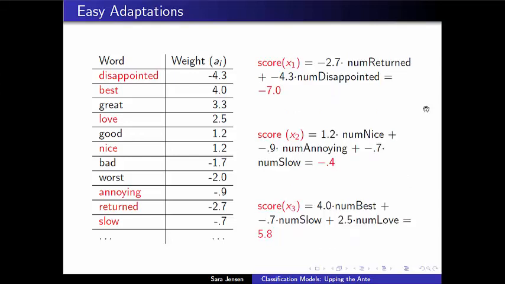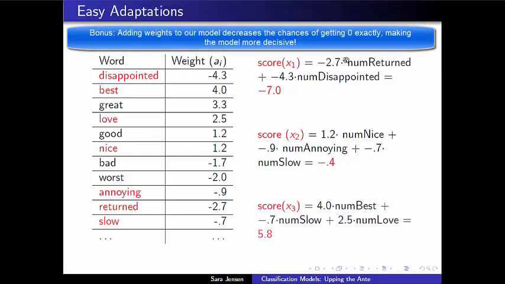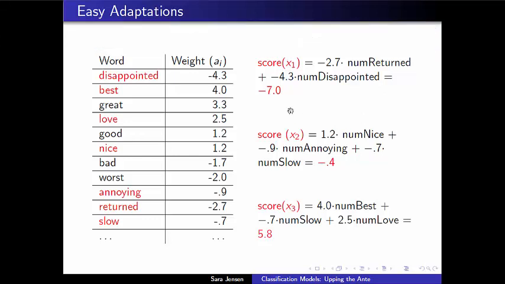So we go through our score calculation using the chart on the left. That first review, X1, had a returned and a disappointed in it. So we look up the weights for returned, we look up the weight for disappointed. We take the sum of those 2 weights since we only had 1 occurrence of each of those words in our sentence, and we get this very negative score.